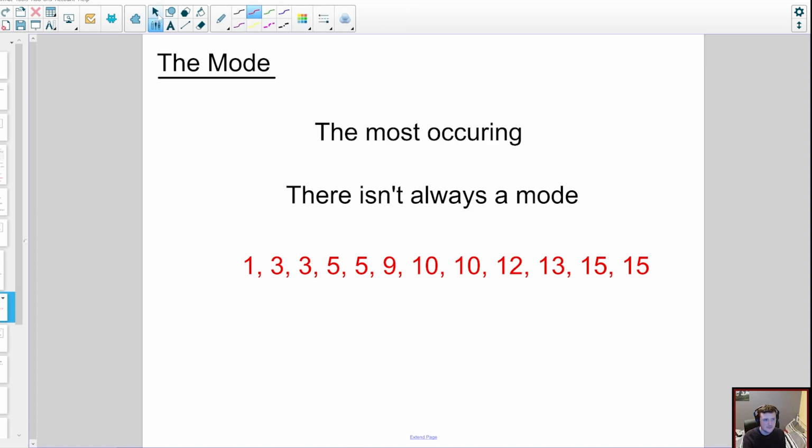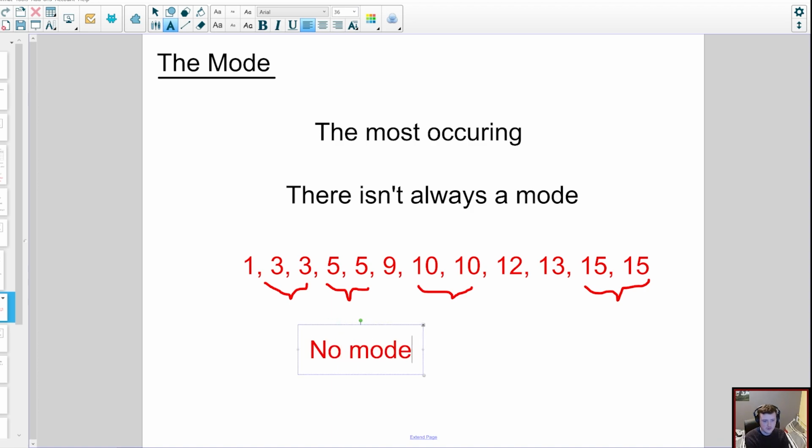If we see here, we have 2 3s, but 2 5s, and 2 10s, and 2 15s. So there isn't a specific number that appears the most times. There's 4 different numbers that all appear the same amount of times. And so in this case, what we would say is no mode, or mode isn't useful, because it doesn't tell us anything.